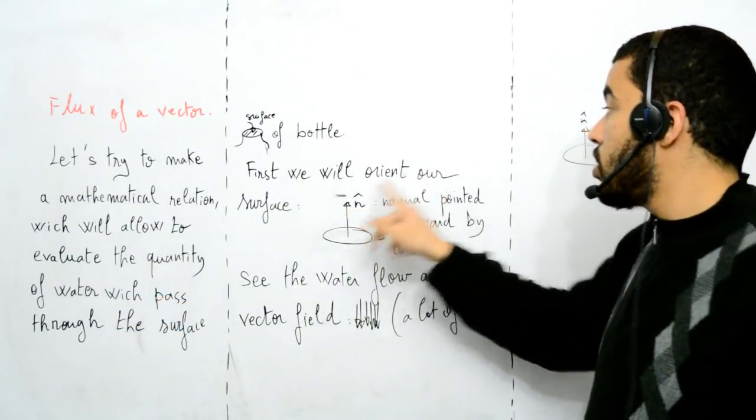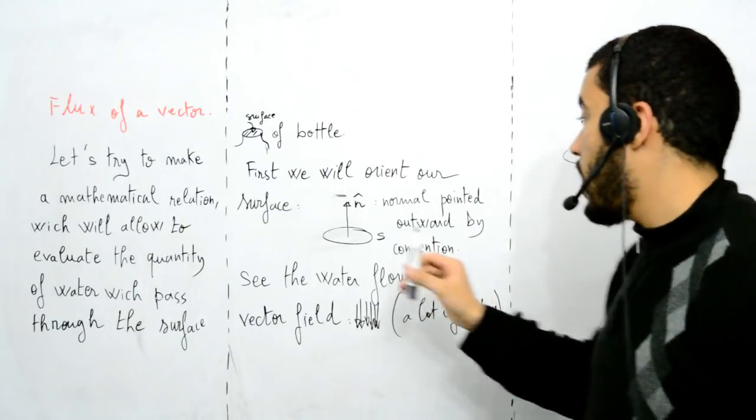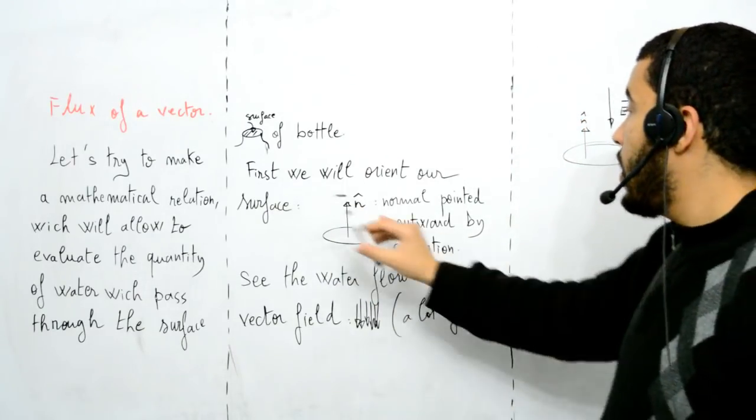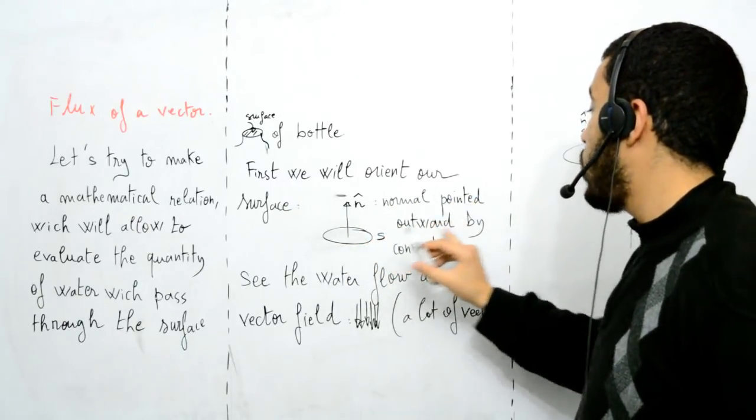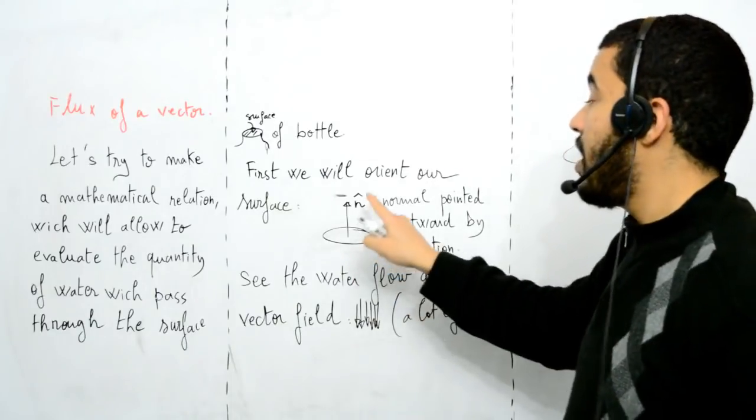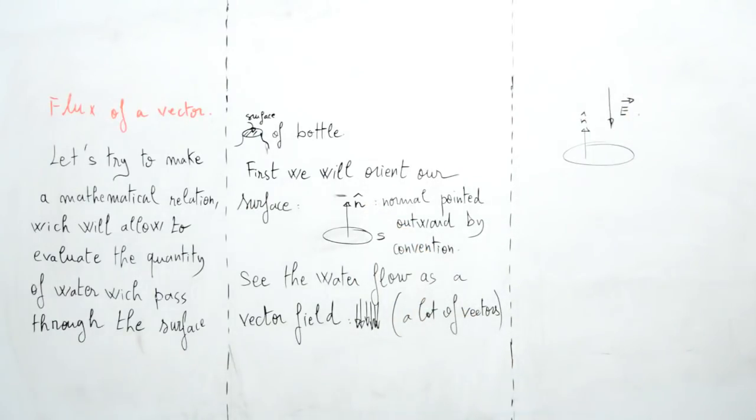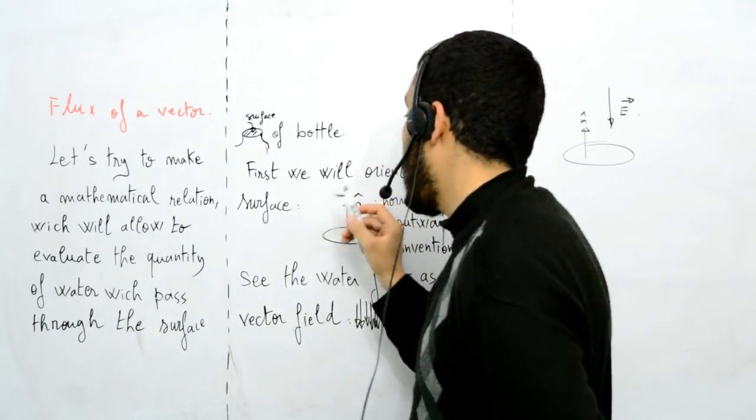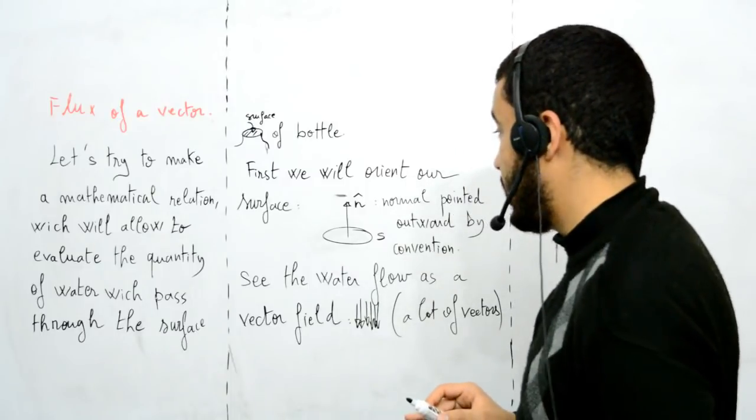First we will orient our surface. I have this surface, the surface of our bottle, and this is a normal pointed outward by convention. And this normal vector is a unit vector, so I use a hat, so I have n hat.